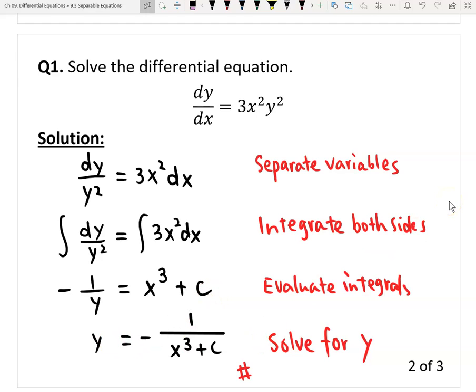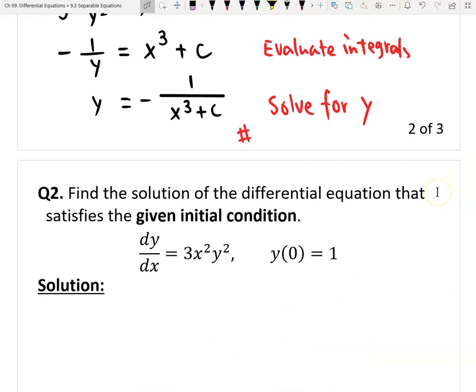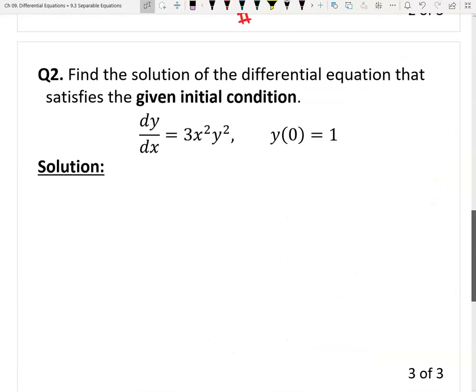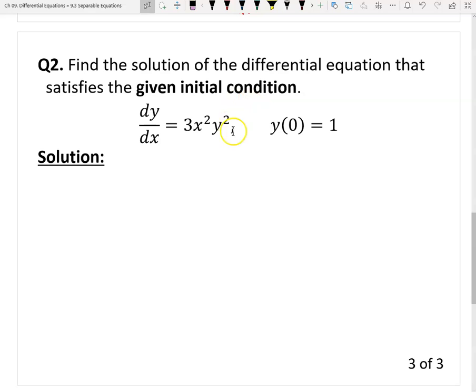Now, let's work on another question. Okay. Now here is the second question. Well, look at it. It's still the same differential equation. However, in this question we have one more given condition. What does it mean? Do you remember the first question when we solved? We have a constant number c, which gives a series of functions, right?